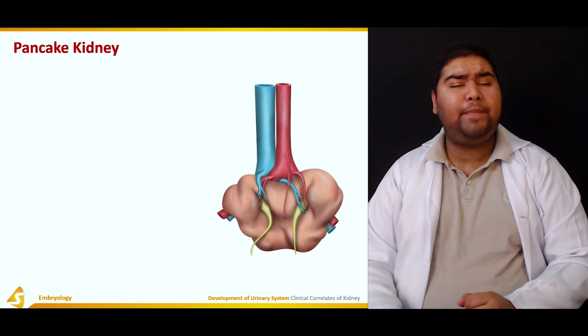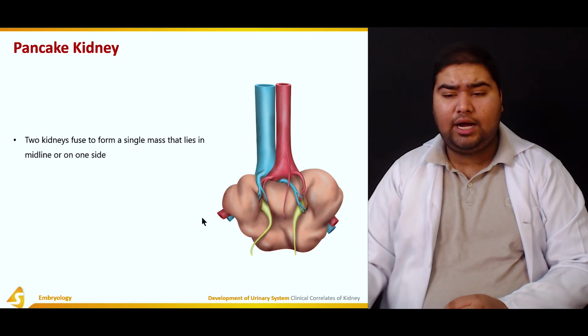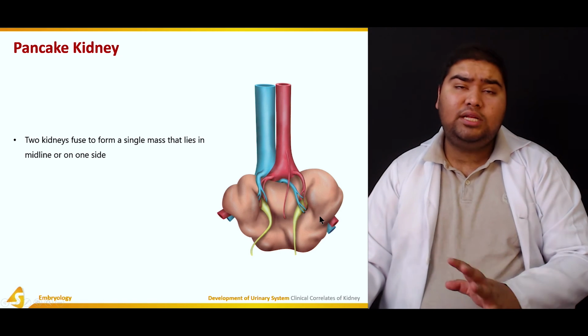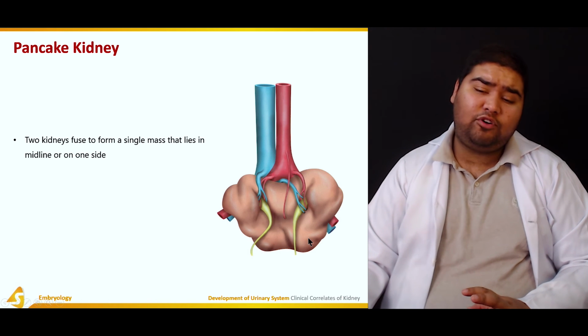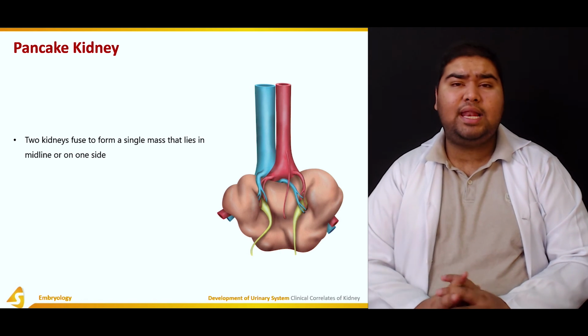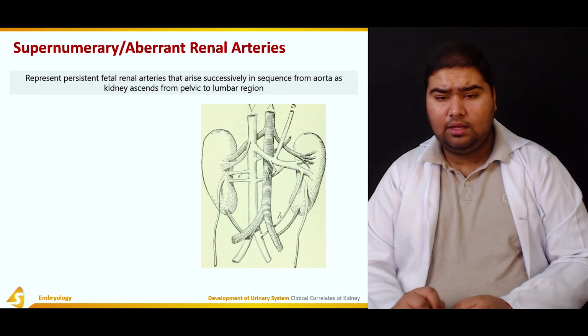So what is a pancake kidney? The two kidneys now fuse to form a large mass. Here you can see in the figure a large mass is formed. A large irregular mass has been formed by the fusion of two kidneys, and this mass may lie in the midline or on either side.